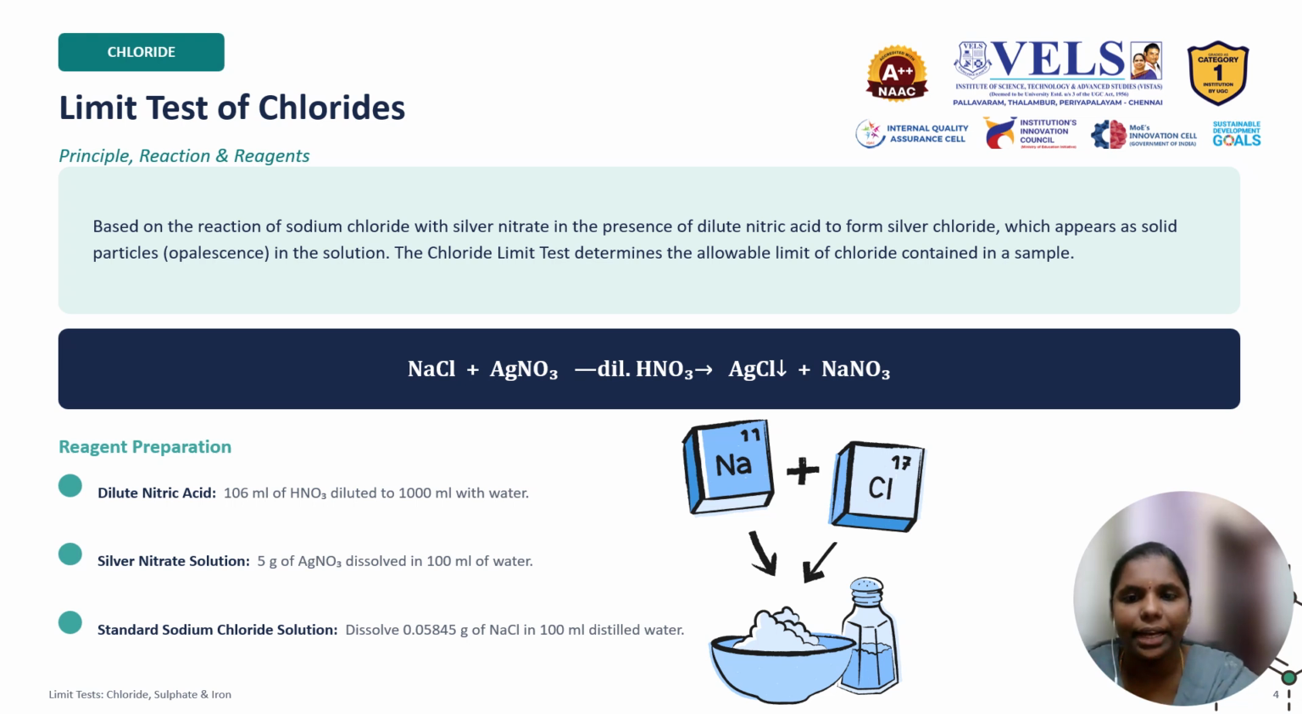The principle is very simple. Chloride ion reacts with silver nitrate in the presence of dilute nitric acid to form silver chloride, which appears as a white opalescence. You can see the reaction here. NaCl, when it reacts with silver nitrate, leads to the formation of silver chloride and sodium nitrate. This silver chloride is responsible for the formation of turbidity or opalescence in the Nessler cylinder.